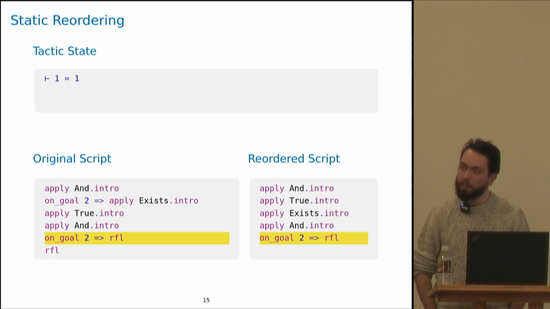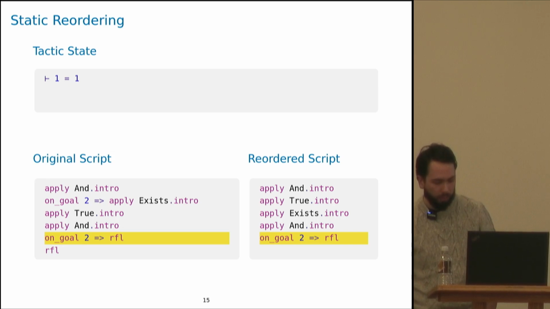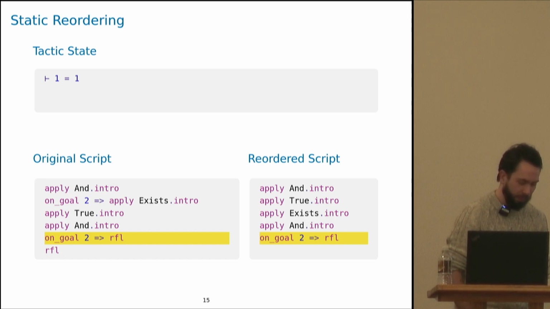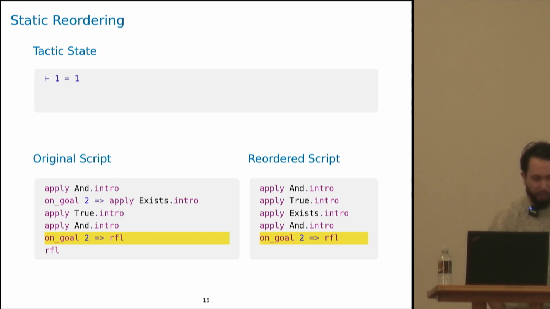There was, I guess, a step that you omitted, where even if you're reordering them, it's still reordering into another straight line script, right? So at some point, this has to turn into a tree. How does that work?